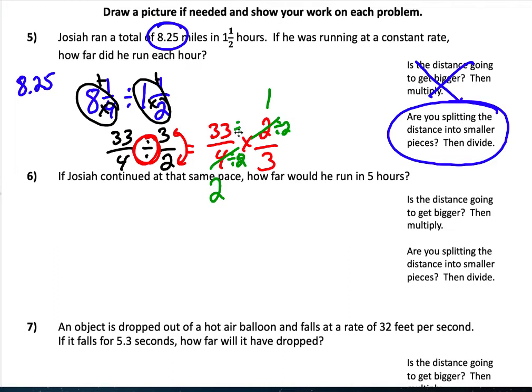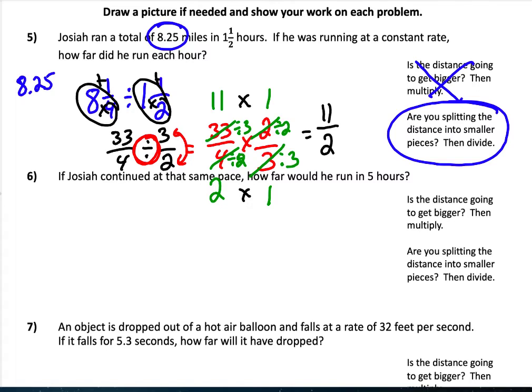And then 33 and 3 can both actually be divided by 3. So 3 divided by 3 is 1. 33 divided by 3 is 11. Now I go ahead and multiply. 11 times 1 is 11. 2 times 1 is 2. And I want to know how many miles was he able to run?